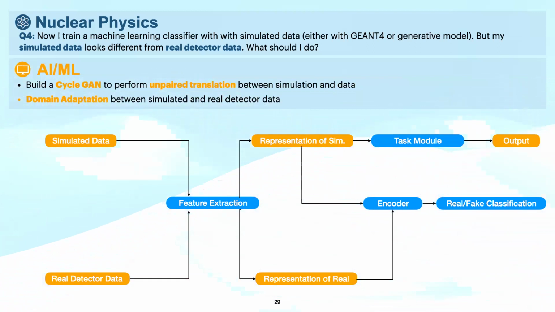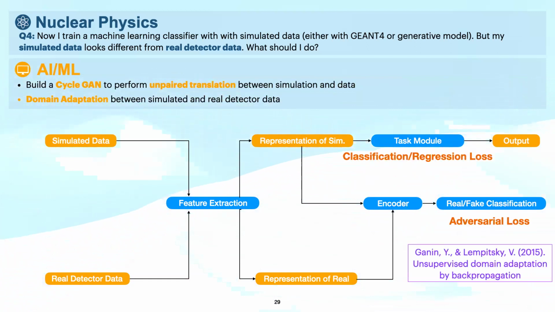So given this kind of setup, we have two loss functions. One is a traditional kind of classification regression loss in our task module that we use to train our neural network. And the other loss is adversarial loss. So this is exactly the same loss as we discussed in the GAN model that makes sure the representation of simulated events and representation of real events are indistinguishable from each other. So this model is listed in this paper. So if you're interested, you can read more about it from the paper.